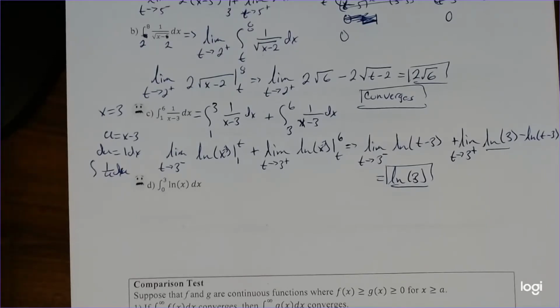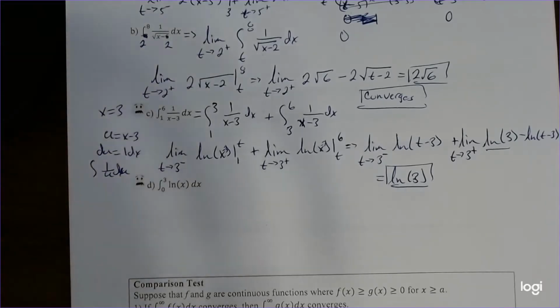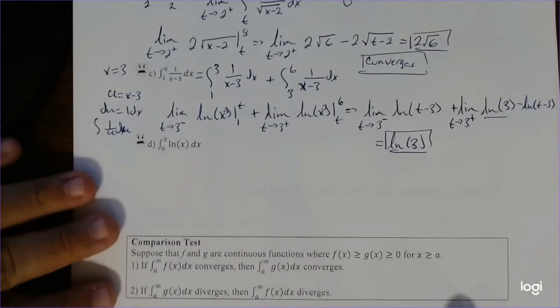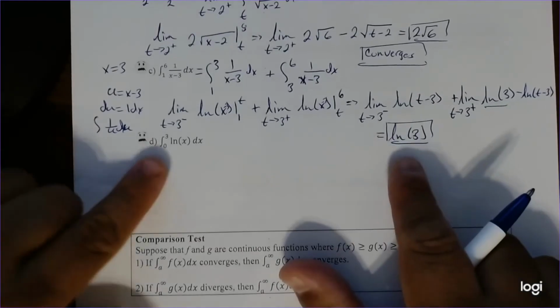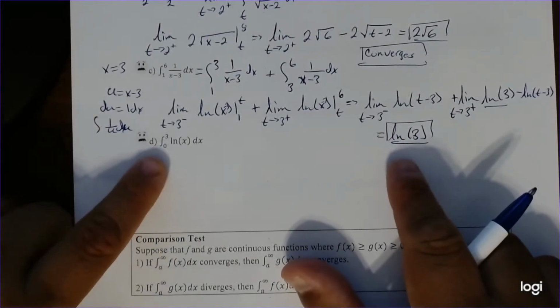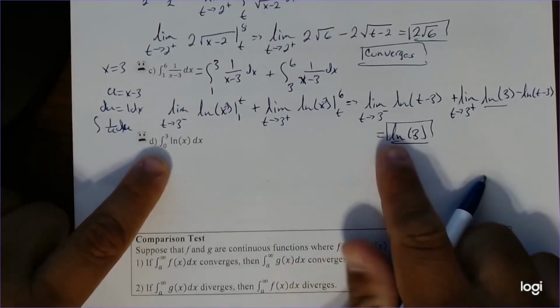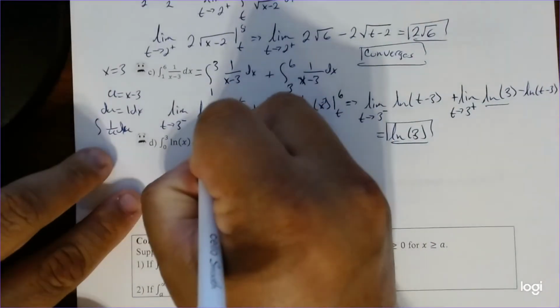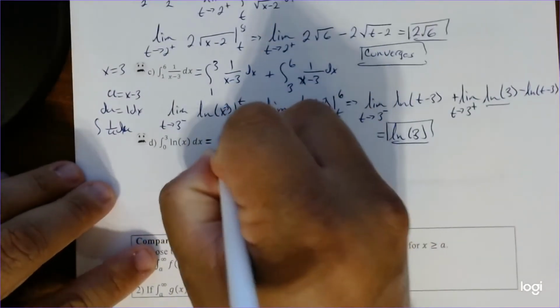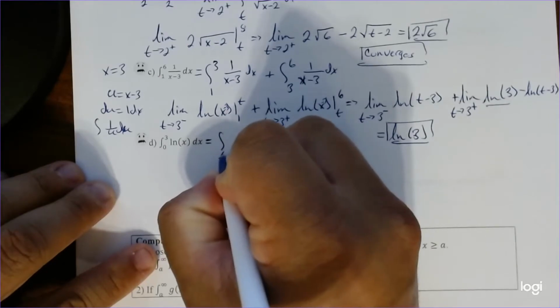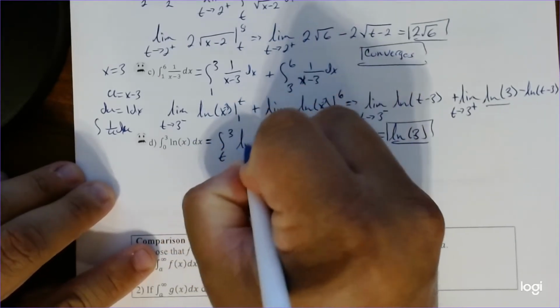So far, so good. And now last one over here. So same situation we actually have here. I gave you guys a hint, right? So 0 doesn't exist in here, right? So that's where big no-no. So this is integral from t to 3 of natural log of x.